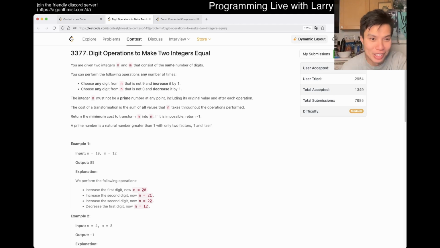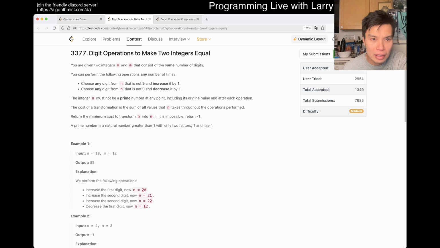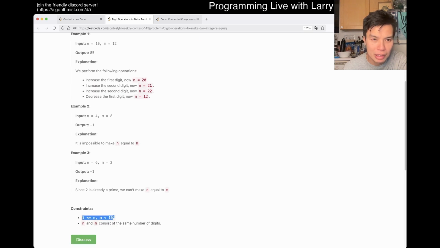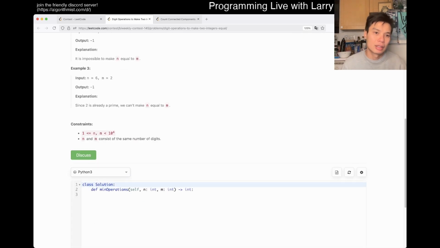Okay, read the problem first before thinking about it. Okay, so you have two numbers that are the same number of digits. What are the digits? 10 to is the numbers. So the numbers are up to 10 to the 4. Okay, not the number of digits. Any digit not 9 and increase by 1. Any digit that's not 0 and decrease by 1. The n must not be prime at any time, including its original value and after each operation. Minimum cost. Is it not just BFS? 10 to the 4 should be okay. Let's write the sieve then.